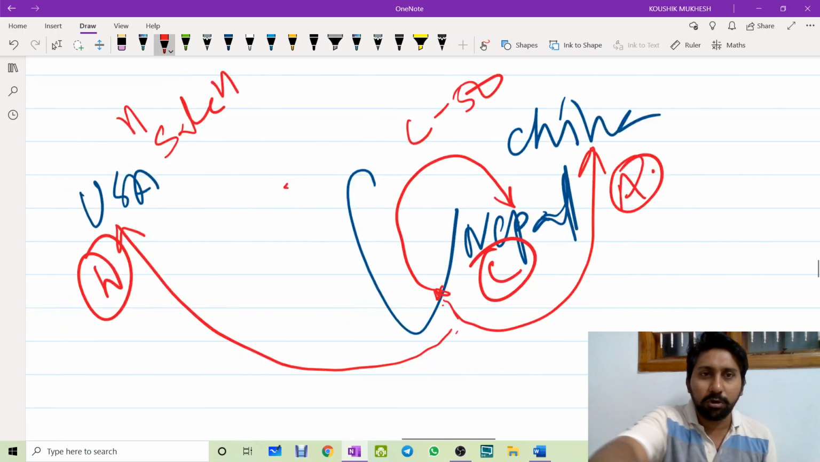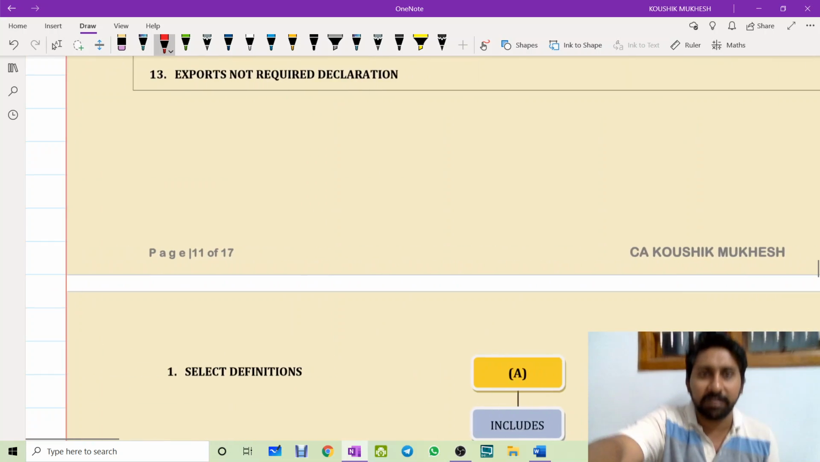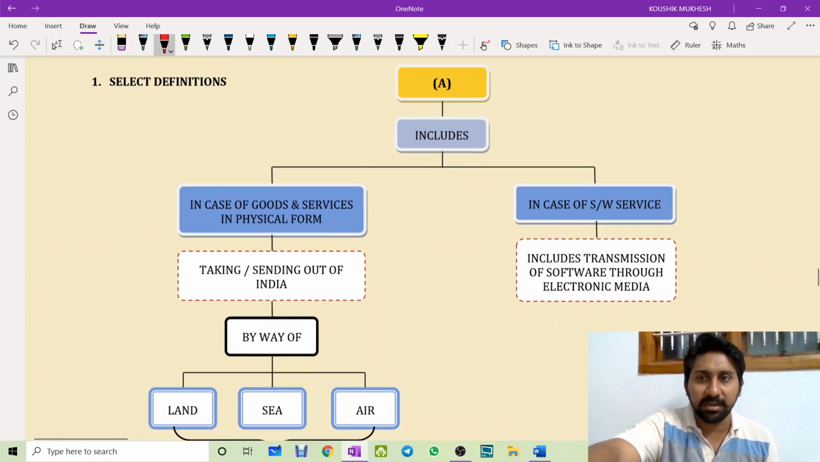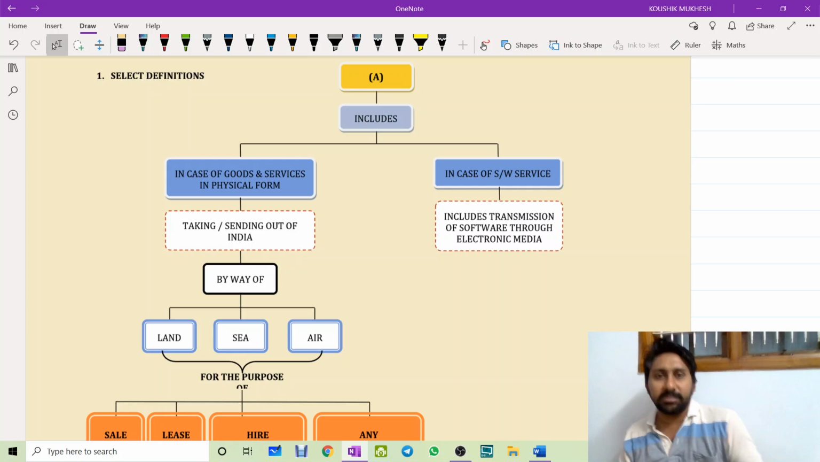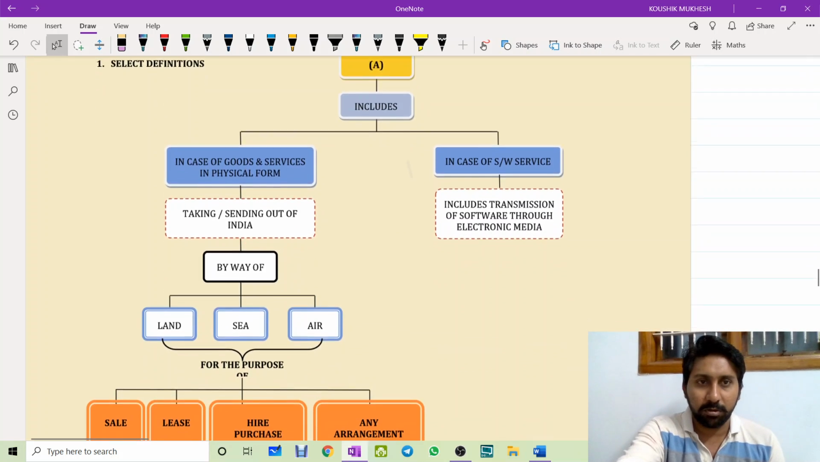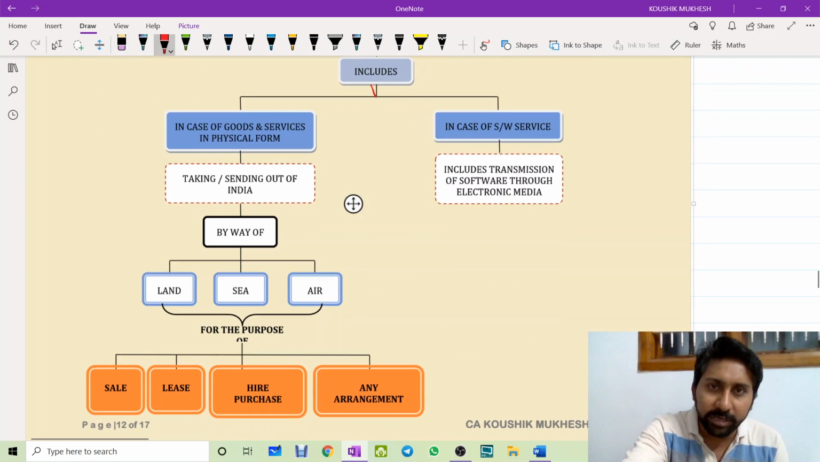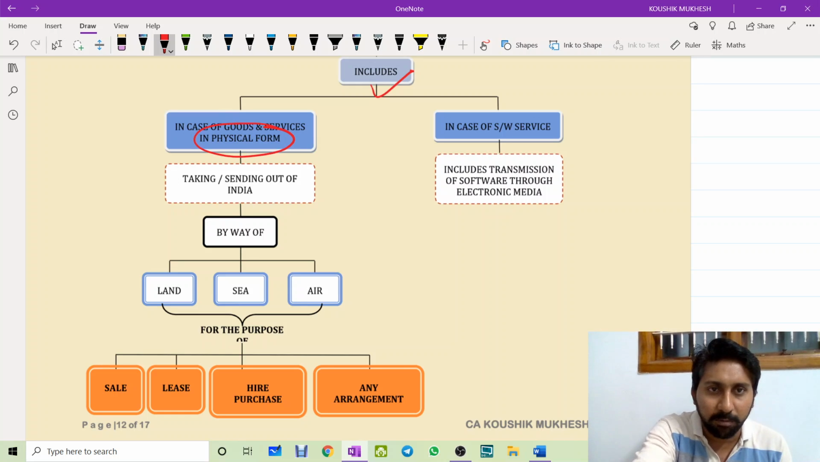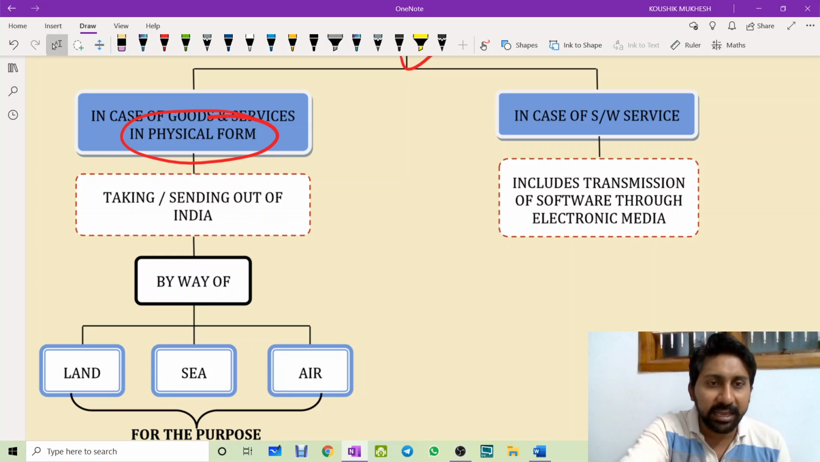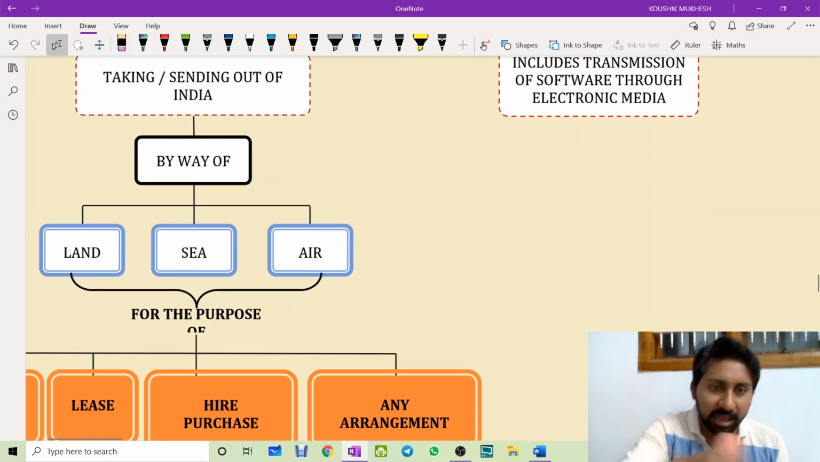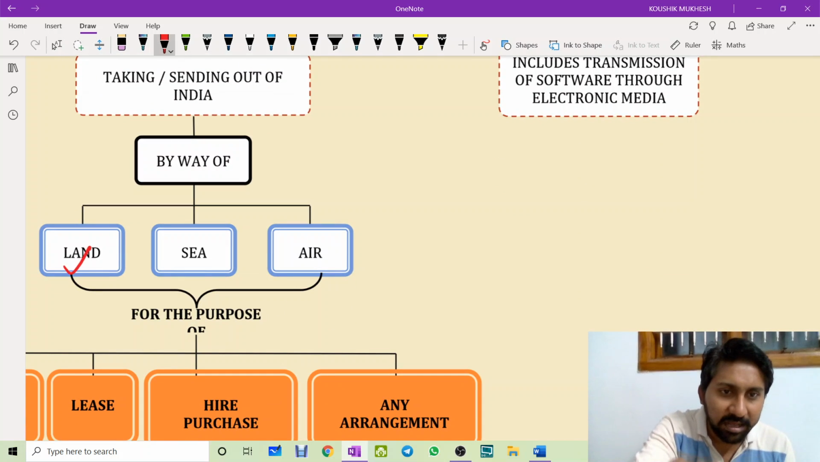So I want to make it very clear before we start with the Bare Act. This is how this section has been structured. Select definitions. First one, export. What is an export? Export includes, in case of goods and services in a physical form, taking or sending out of India either by way of land, or by way of sea, or by way of air.